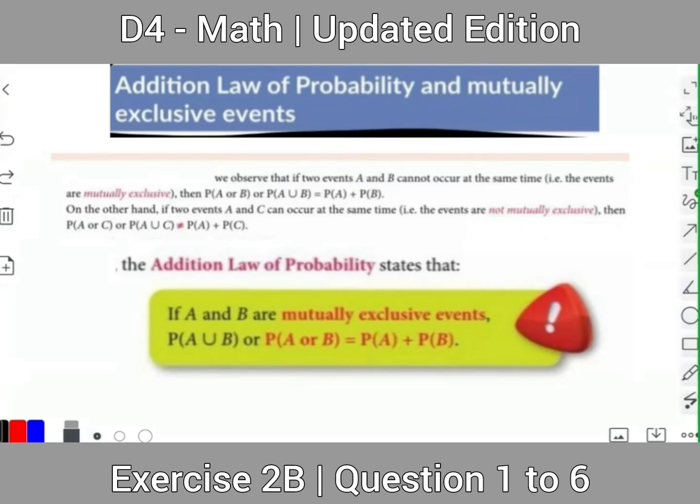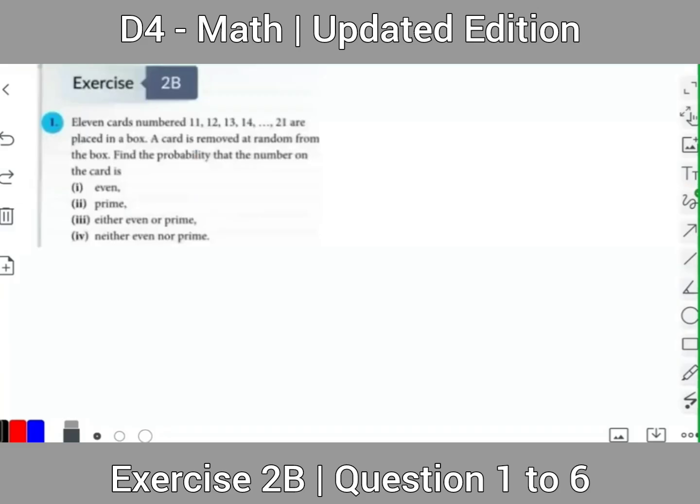On the other hand, if two events A and C can occur at the same time, i.e., the events are not mutually exclusive, or in other words, they are not disjoint, then P of A or C, or P of A union C, does not equal P of A plus P of C. So the addition law of probability states that if A and B are mutually exclusive events or disjoint events, then the probability of A union B, or probability of A or B, is equal to probability of A plus probability of B. Now we have question 1 of exercise 2b.